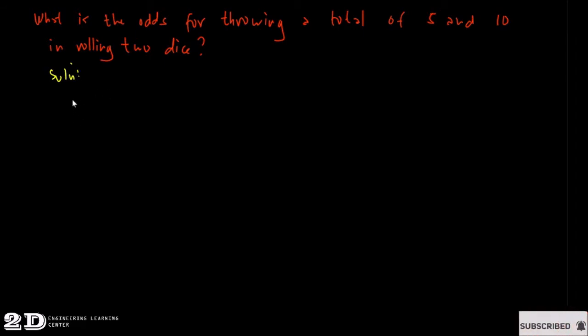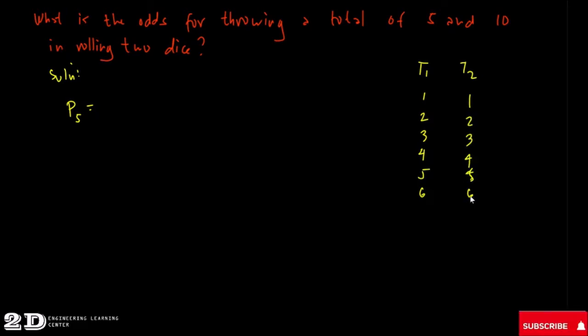So first we need to get the probability that a 5 will occur. So if we are going to write the possible outcomes of 2 dice, T1 and T2 here, this will be 1, 2, 3, 4, 5, 6, and this will be 1, 2, 3, 4, 5, 6. So if you are going to throw them at the same time, we could get 5 if we have 1 and 4. So that will be our first outcome.